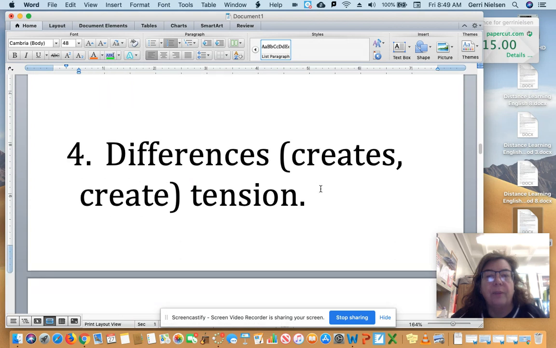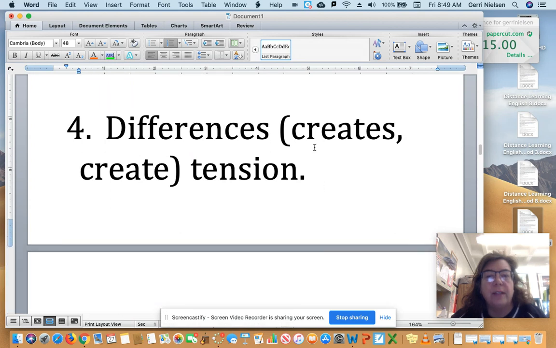Number 4, differences creates or create tension. Verb choices here, creates or create. This one's pretty easy. There's only 2 other words to look at in the sentence, differences or tension. Differences is your subject. So do we want to say differences creates or differences create? Differences is plural, so we want our plural verb create.